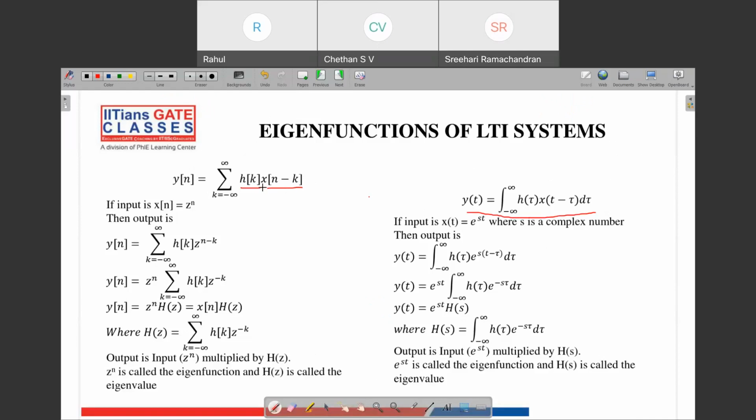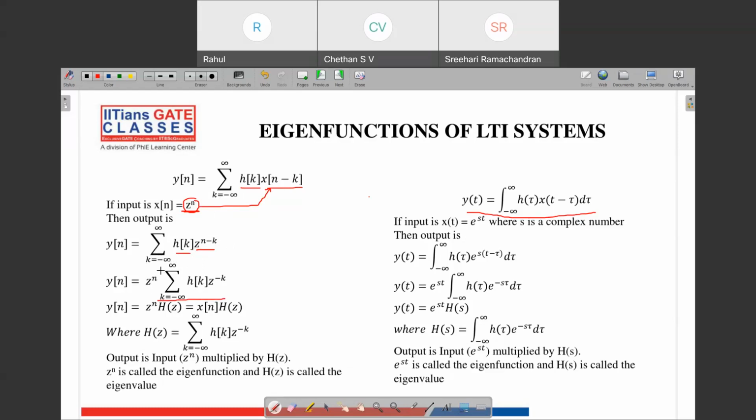So let's say the input is z to the power n. When you apply this as an input to the system, what will be the output? You just replace this input here, so you'll get z to the power n minus k and h of k and this summation sign. Now, since this summation is over k, you can take the z to the power n outside because this is independent of k, and then you will be left with this number.